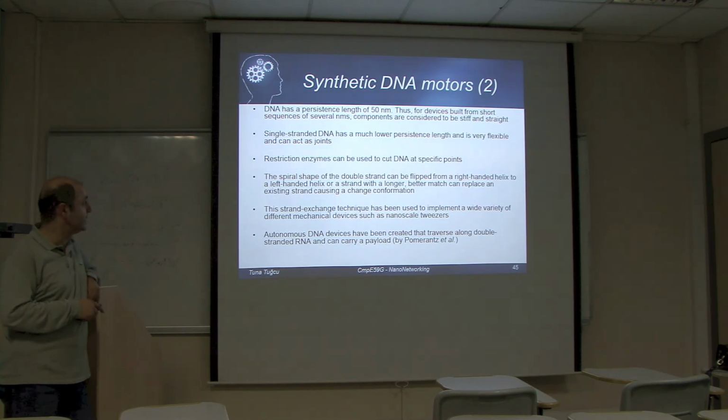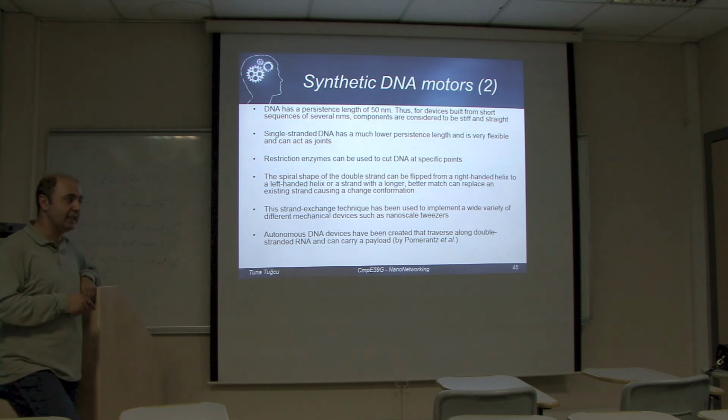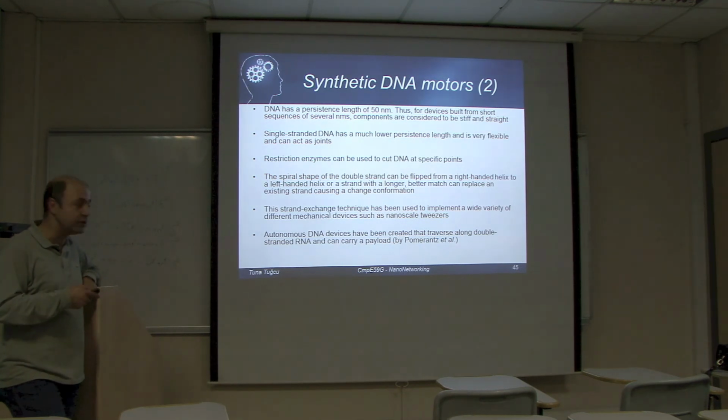Making use of restriction enzymes, you can cut the DNA at specific points as you wish, and the spiral shape of the double strand can be flipped from a right-handed helix to a left-handed helix. That's important, so you can change the rotation order. Or a strand with a longer, better match can replace an existing strand, so you can switch those strands, which will cause a change in conformation. And that actually brings us the motion.